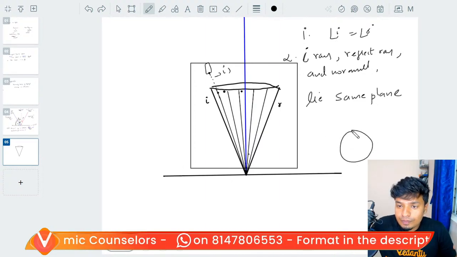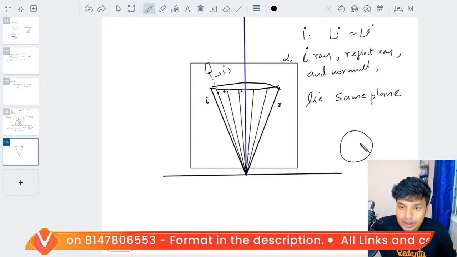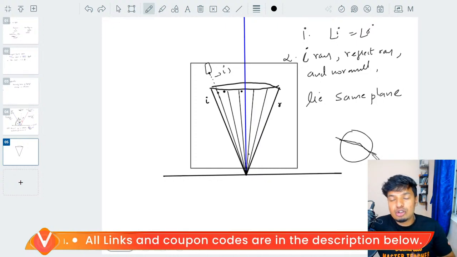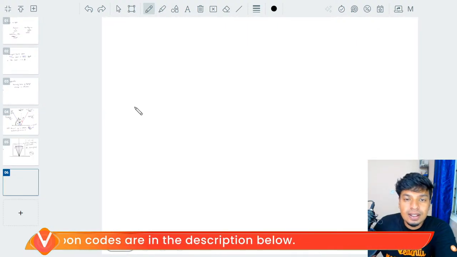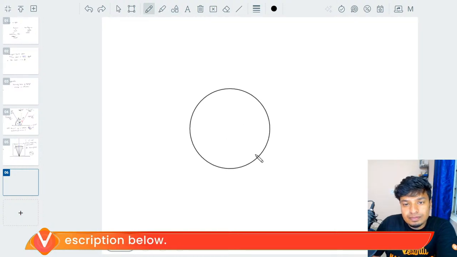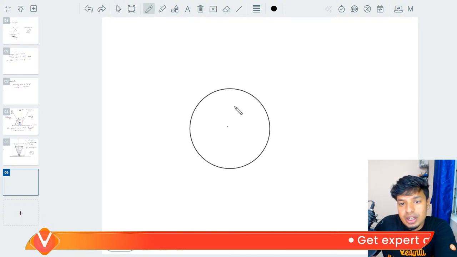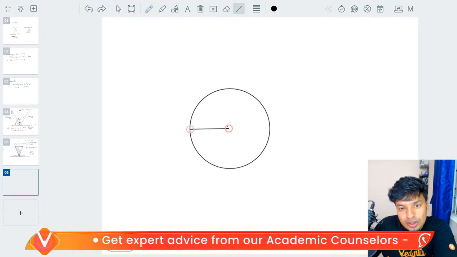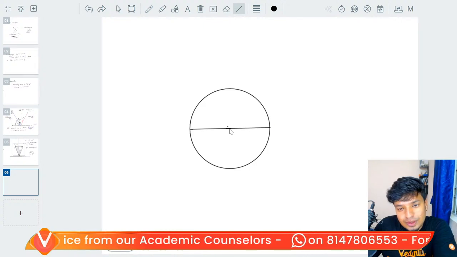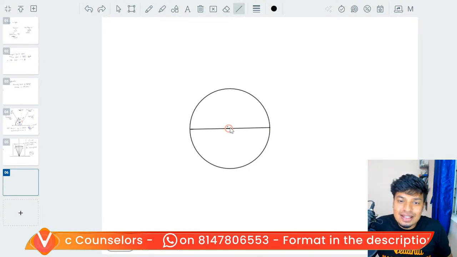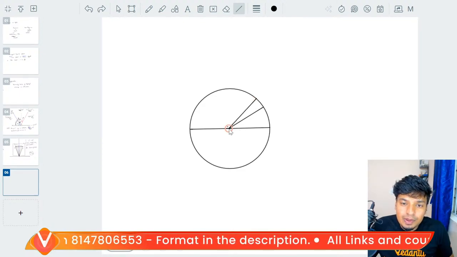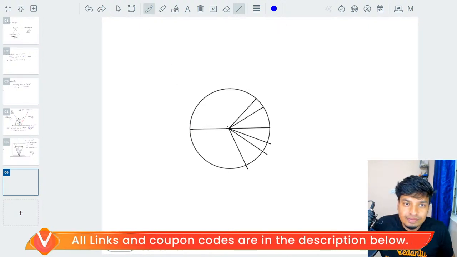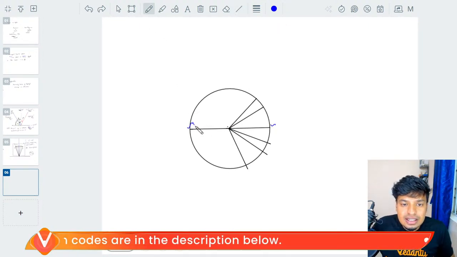It'll be like this. On the top view, this is your incident ray and this should be your reflected ray. These two lines should be on the same plane if you insert a paper like this. Imagine the top view, this is the top of the cone, this is your midpoint. This is your incident ray, this is your reflected ray. So you can see they are in the same plane. There are multiple lines like this, but these two lines are in the same plane.